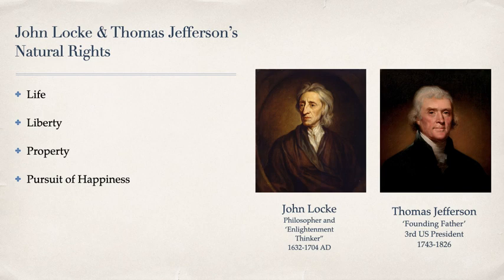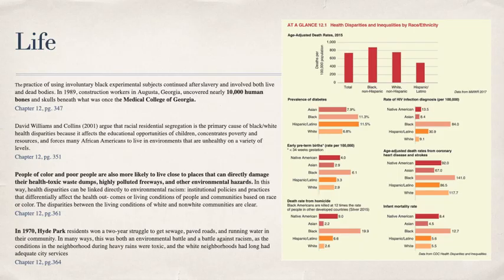I want to talk about two philosophers, natural rights, John Locke and Thomas Jefferson: life, liberty, property, and the pursuit of happiness. And each of these different natural rights were infringed upon for people of color throughout the history of the United States. Because of time, I'm only going to be able to go over a few examples. So let's look at life.